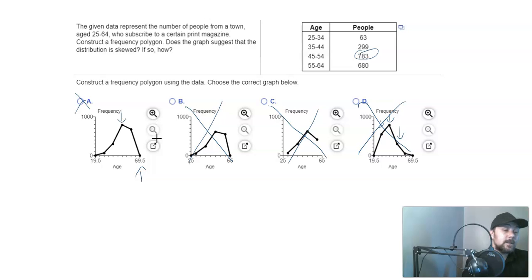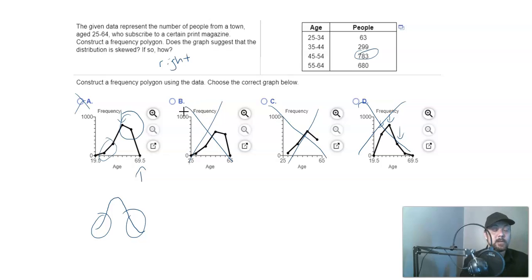And does the graph suggest that the distribution is skewed? Yes, because we have a pretty big clump of data here to the right, and it seems to be pretty low to the left. It would not be skewed if it peaked in the middle and was the same to the left and to the right, or roughly the same. If this was lower down here, then I would say maybe it's not skewed. But because this one's almost as high as the peak, it really does seem to be skewed to the right. So I would say yes, it appears to be skewed to the right or positively skewed, was the description we talked about in section 2.3. All right, so does the distribution appear to be skewed? Yes. If so, how? To the right.